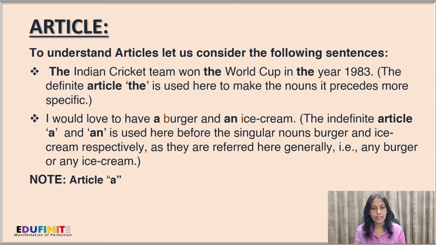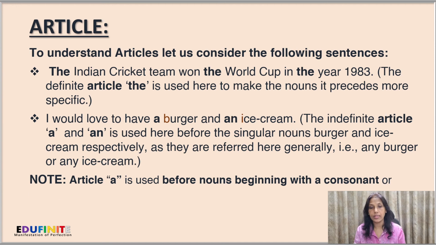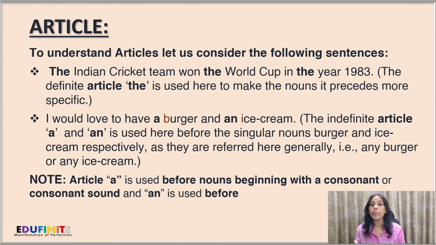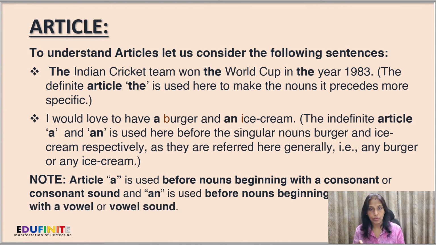Now, the article a is used before nouns beginning with a consonant or consonant sound, and an is used before nouns beginning with a vowel or vowel sound.